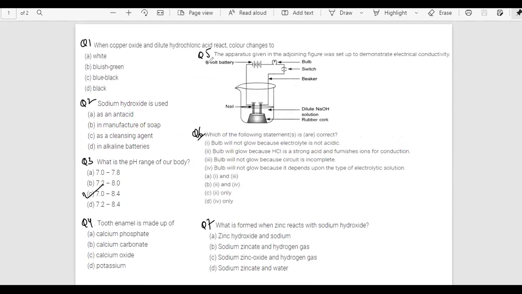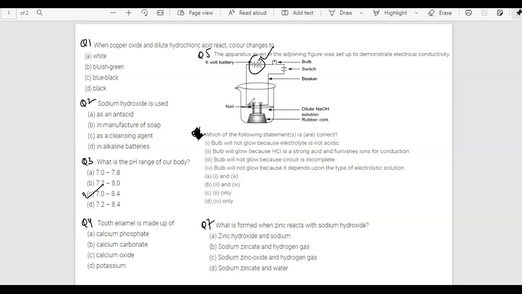Okay, so here we have this exemplar question, and here it has some mistake. Actually these are not the options. Here we have the apparatus shown in the given figure set up for the demonstration of electrical conductivity. The battery is correct: positive terminal, negative terminal, positive, negative, positive, negative, positive. So the battery is correct.